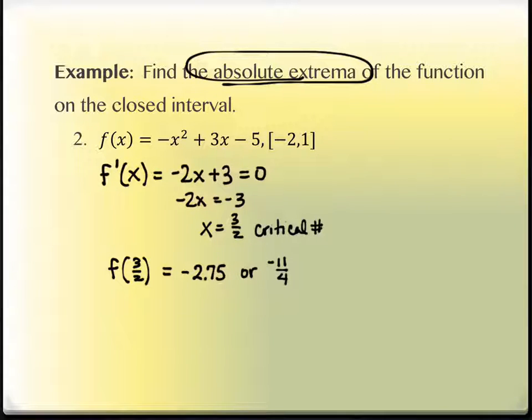In some sense, the negative 2.75 is a little bit more helpful because we're going to be making some comparisons, and it's easier to compare numbers in a whole number or decimal form than it is in a fractional form. All right, what are the other numbers I'm supposed to be testing? The endpoints, which are negative 2 and 1. So we're going to test those points as well.